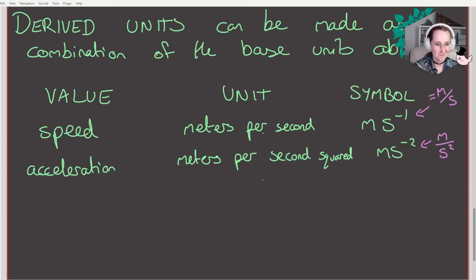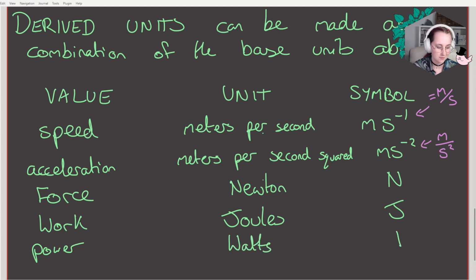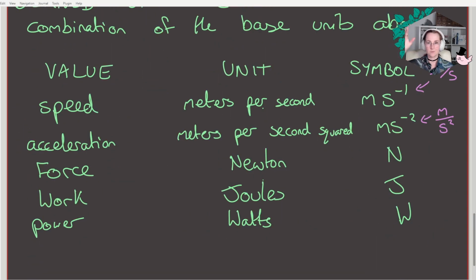So the other units that we're going to be using a lot are force, which has the Newton, with symbol N. Work, which is done in joules, has symbol J. And power is done in watts, with symbol W. Now, obviously, we can't derive N, J, or W from anything above. Those are new.